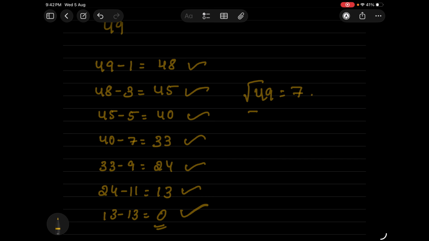Before learning another method, I want to ask you something. Many students ask, Ma'am, where will I ever use square root in my life? Have you ever asked yourself the same question? If yes, today's class will completely change your thinking because square roots are not just exam concepts, they are used everywhere.